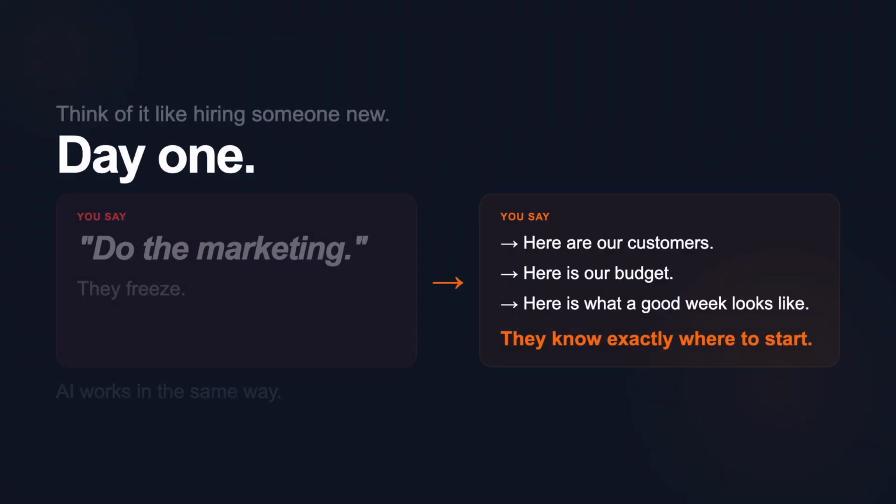Think of it like this. If you hired a new worker on day 1 and you just said, do the marketing, they would freeze. But if you said, here are our customers, here is our budget, here is what a good week looks like, they would know exactly where to start from. AI works in the same way. It's not smarter than a new hire, it just never got the right instructions.